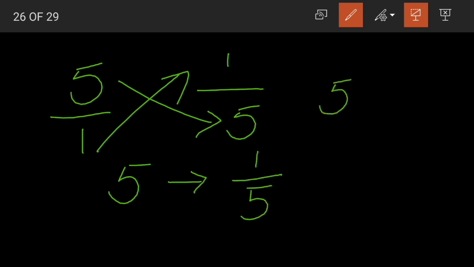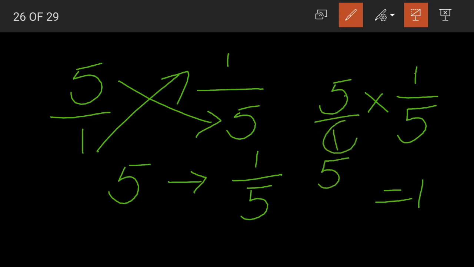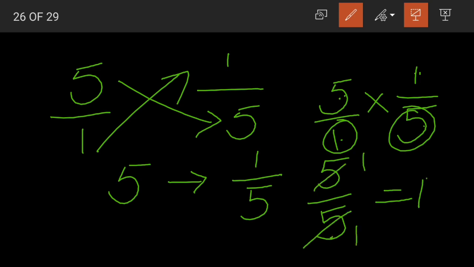So, when I multiply 5 with its reciprocal 1 by 5, the answer should be what? The answer should be 1. Let us check whether the answer is 1 or not. How do we check? Let us multiply the numerators first. 5 into 1 is 5. Then when we divide 5 by 5, 5 1s are 5. So, the answer will be 1.